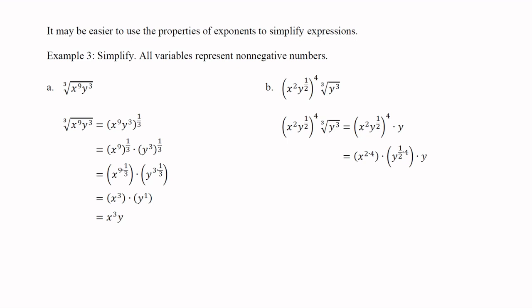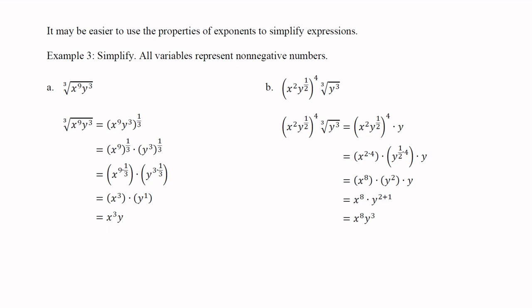Now let's break up our x and our y terms in the parentheses and apply our power to a power rule. X to the 2 times 4 gives us x to the 8th. Y to the 1/2 times 4 gives us y squared. And now we're going to use the product rule on y and do y to the 2 plus 1, which gives us y to the 3rd. So our final answer is x to the 8th, y to the 3rd.